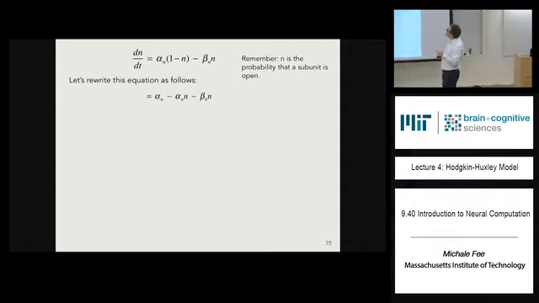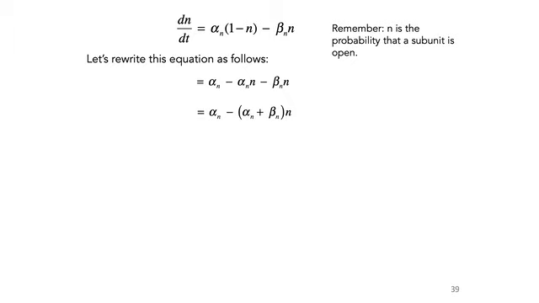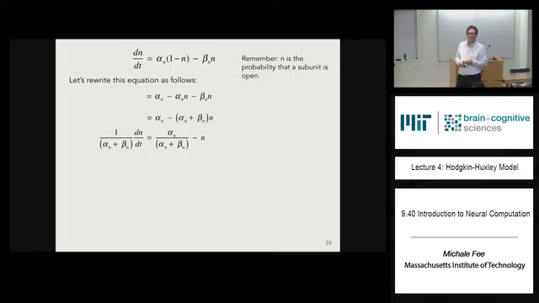Let's just expand this: alpha minus alpha times n minus beta times n. Factor out the n. So you have dn/dt equals alpha minus (alpha plus beta) times n. Divide both sides by 1 over alpha plus beta. What's the steady state solution of this equation?